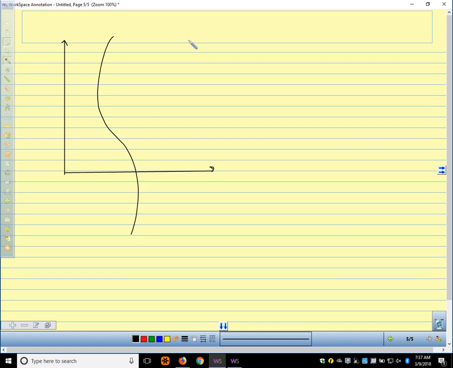So we could have something like this. And I'm going to call this h1 of y and h2 of y. And we're going to go from y equals c to y equals d. And here we're going to set our representative rectangles horizontally.